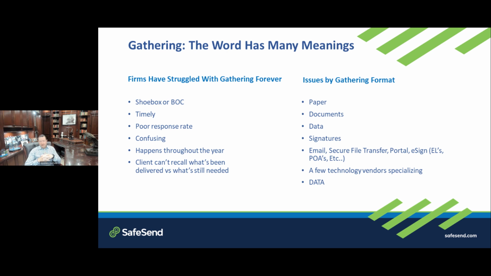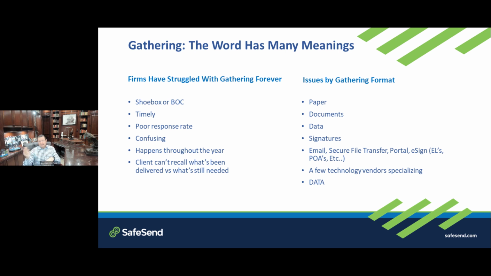And the main problem here is that your clients can't recall what's being delivered versus what's still needed. So personally, when I get a list from my CPA throughout the year, I tend to forget, what did they ask me? What documents did they need? What data did they need? What did I deliver? What didn't I deliver? Did I get it in on time to them? Am I still missing things? And so, it gets confusing. And I think that a lot of firms and their clients would agree with that.